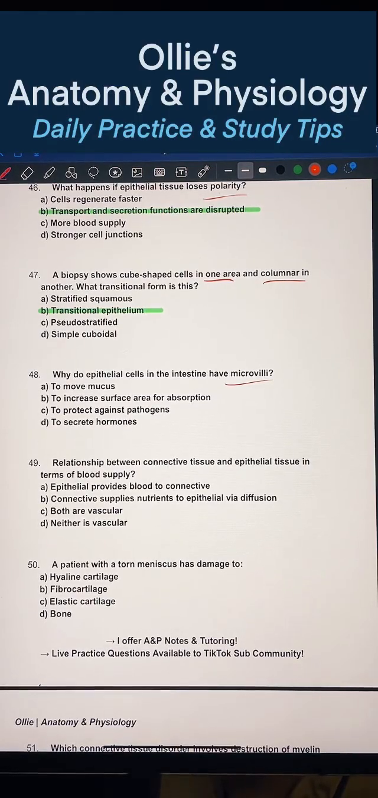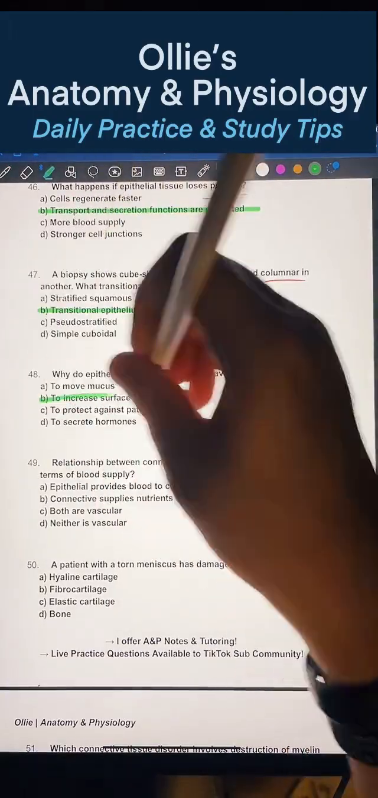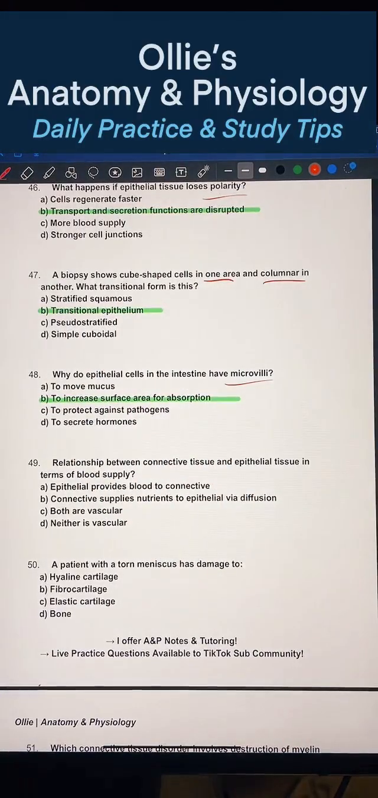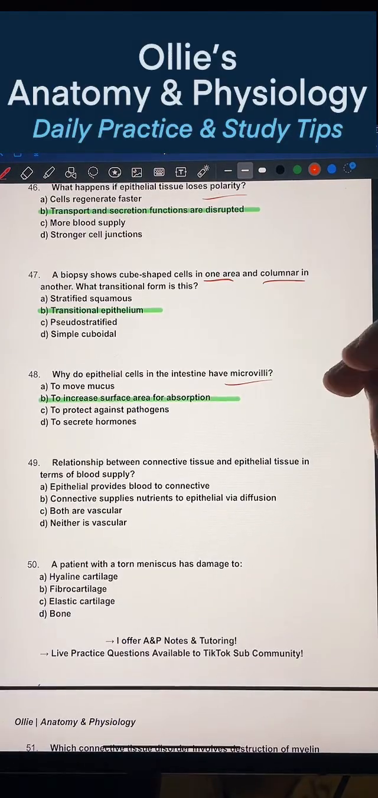Number 48, it is B. It is to increase the surface area for absorption. The more surface area, the more absorption. In the small intestine, we are absorbing nutrients.